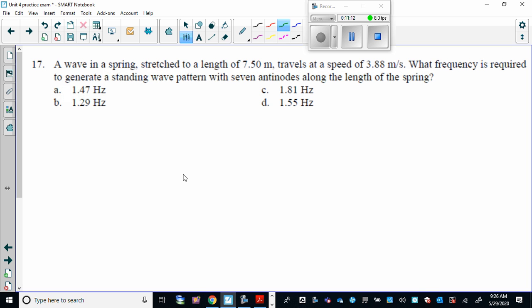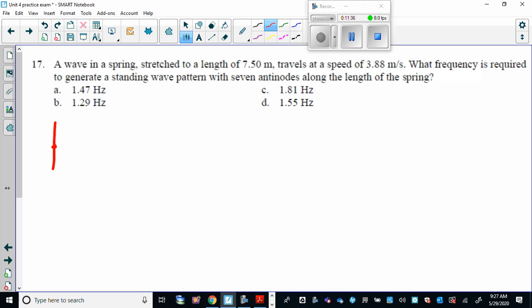17, a wave in a spring. Ooh, this is a good one. A wave in a spring stretched to a length of 7.5 meters travels at that speed. What frequency is required to generate a standing wave pattern with 7 antinodes along the length of a spring? Ooh, you're definitely going to need a good diagram for that one. 7 antinodes. What frequency? So it's 7.5.